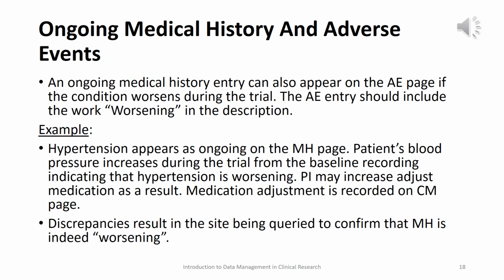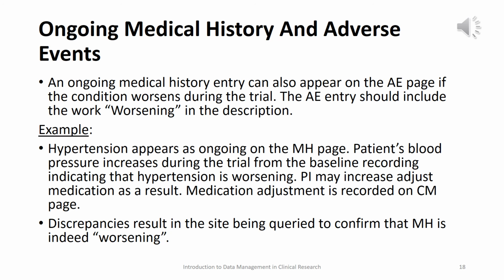We can also have a relationship between the ongoing medical history and our adverse events. For example, an ongoing medical history entry can appear on the adverse event page if the condition worsens during the course of the trial. So the AE entry should include the word worsening in the description if this is the case.